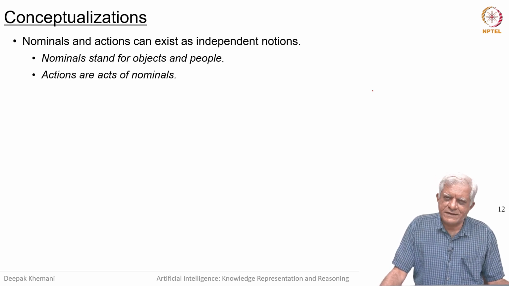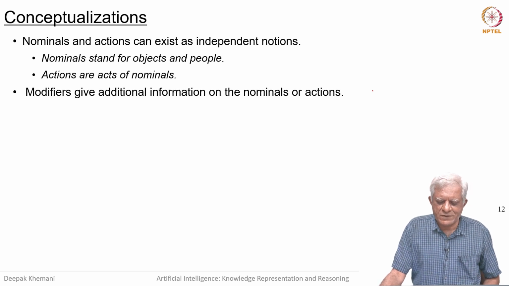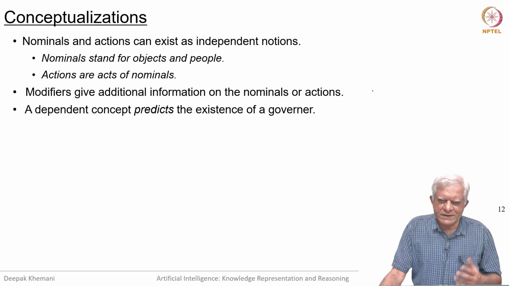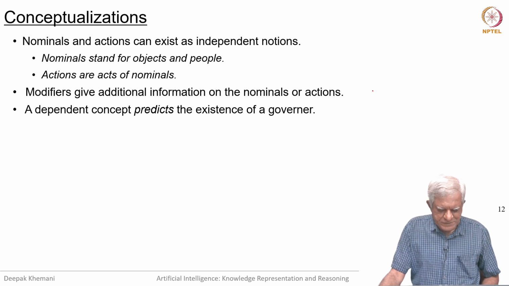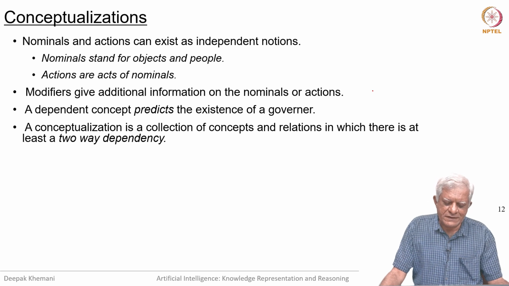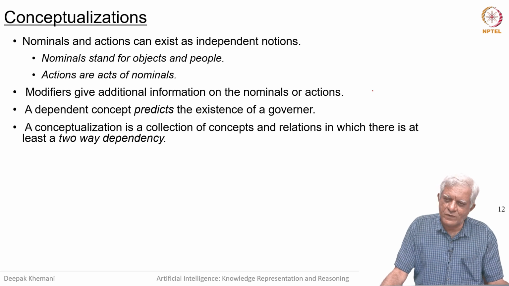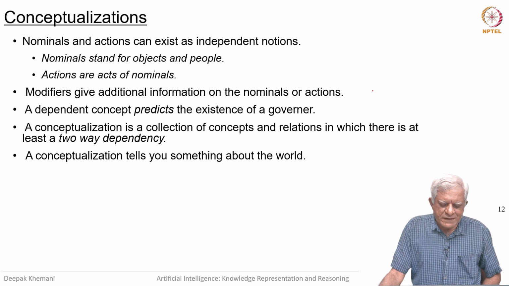Nominals and actions can exist as independent notions. Nominals stand for objects and people, actions are acts of nominals. Modifiers give additional information on the nominals or actions. A dependent concept predicts the existence of a governor. So, adjectives can't stand by themselves, adjectives have to apply to something, adverbs have to apply to something. A conceptualization, as defined by Roger Schank, is a collection of concepts and relations in which there is at least a two-way dependency, and we will see what they mean by this dependency. It tells you something about the world.